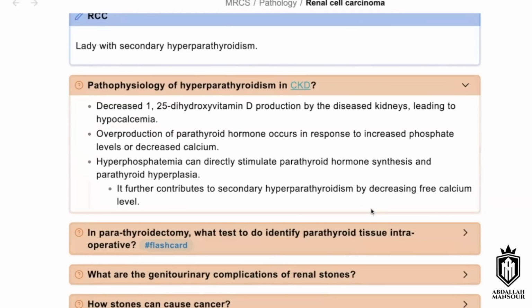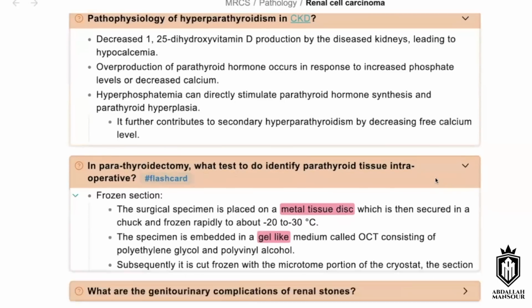In parathyroidectomy, what test do you do to identify the parathyroid tissue intraoperatively? Frozen section. Yeah. Can you explain to me what is frozen section?